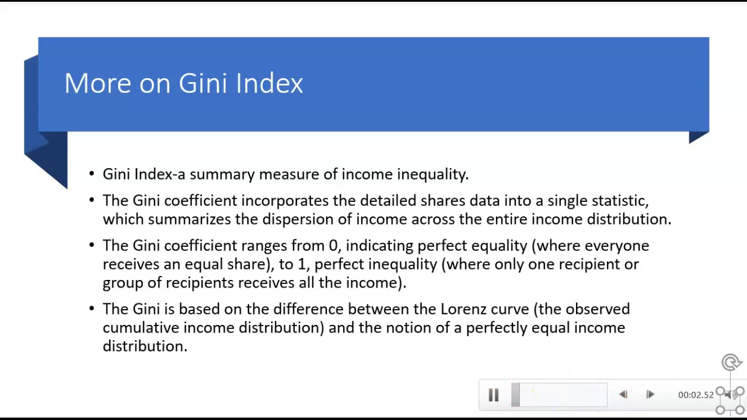Now, I'm sure many have seen the Gini index before, perhaps have previously used it in their own research or at least seen it in the literature before. But for the sake of some summary, the Gini index is a summary measure of income inequality where the coefficient ranges from 0 to 1, where 0 indicates perfect equality where everyone's receiving an equal share, and the value of 1 reflects perfect inequality.